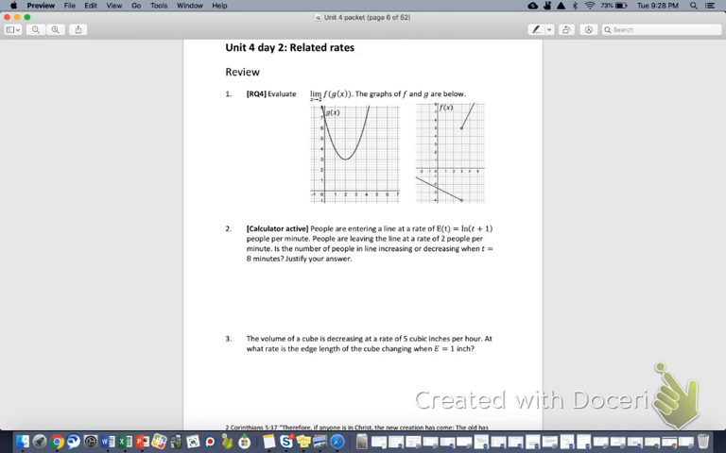So we'll start off with our review questions here. And you can see that on number 2, you've got calculator active, but the other two are not. Just take a few minutes, please try all these, pause the video and try these, and then I'll show you some answers, and I'll try my best to explain how I got what I got.